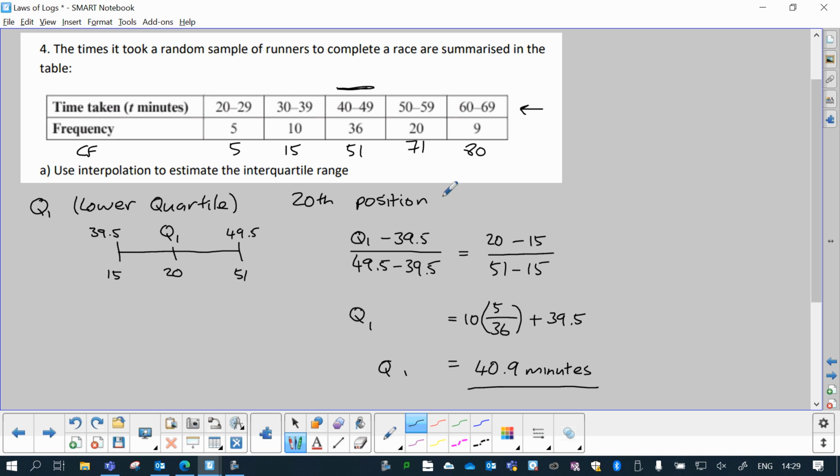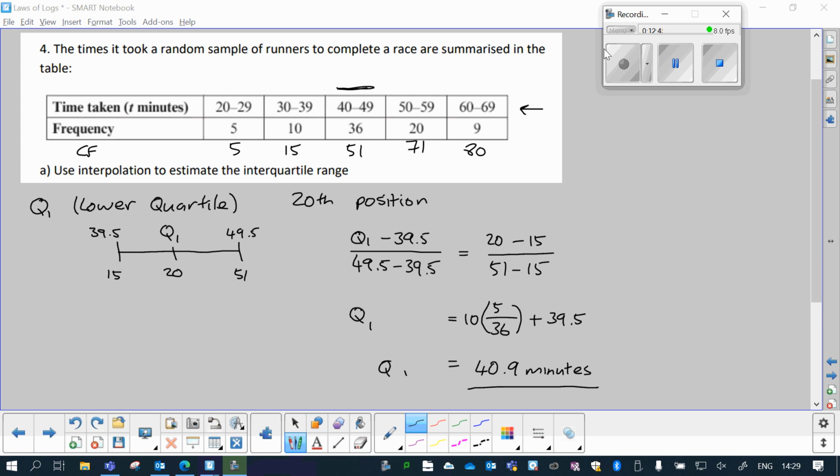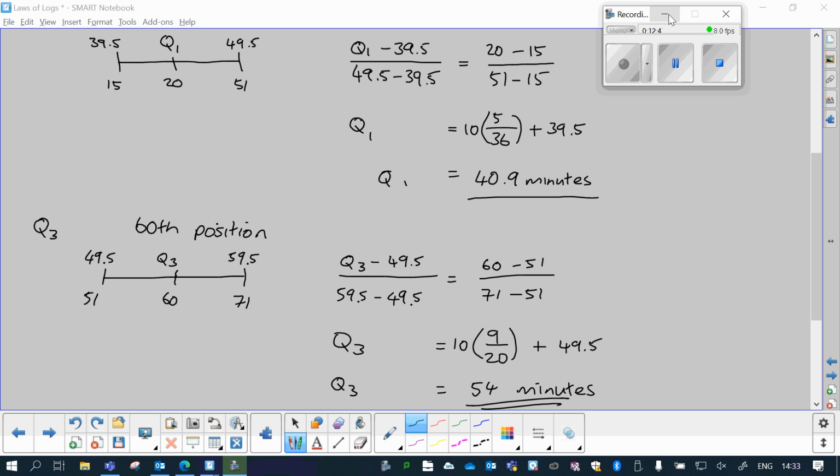So if you're finding the interquartile range, you've got to find Q3, and then you just do Q3 minus Q1. So I'll let you finish the question. I'll stop talking for a couple of minutes. I'll show you the answer, and then we'll get started on logarithms. Okay, so we'll start recording again.